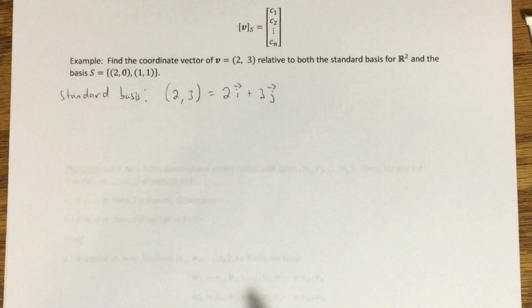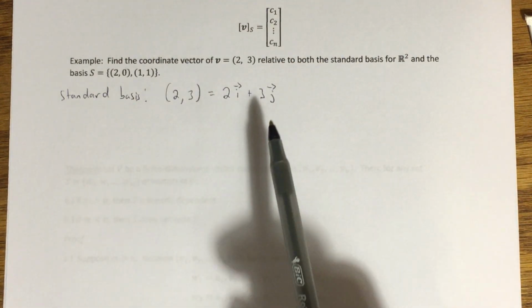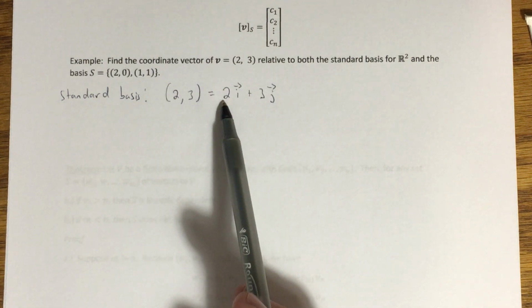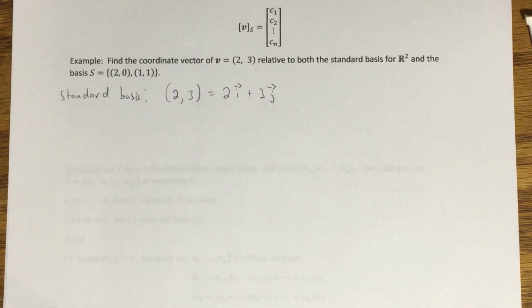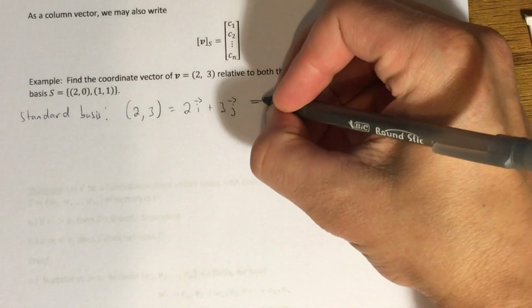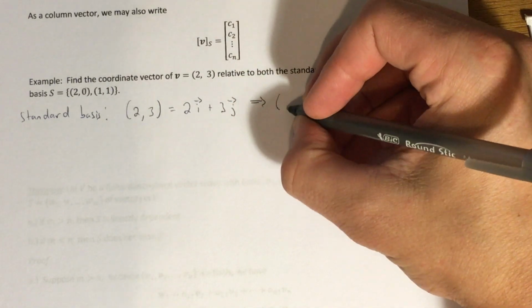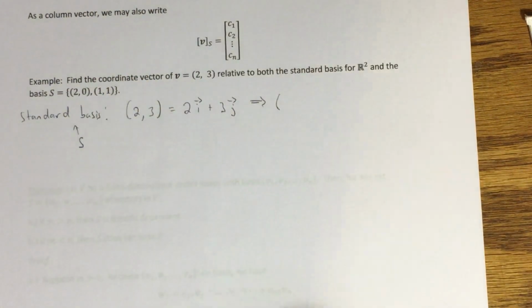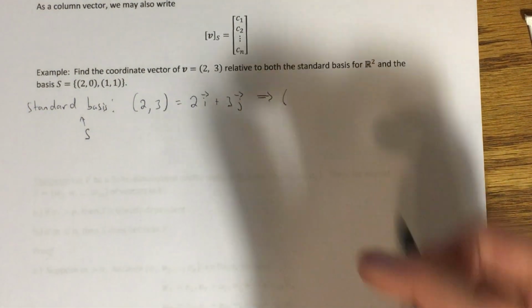It's very easy when we work with the standard basis, because the standard basis gives us coefficients that basically just match the exact coordinates that we already see there. So that means in the standard basis, let's call the standard basis in this case s, because I do need to give it some name, right?